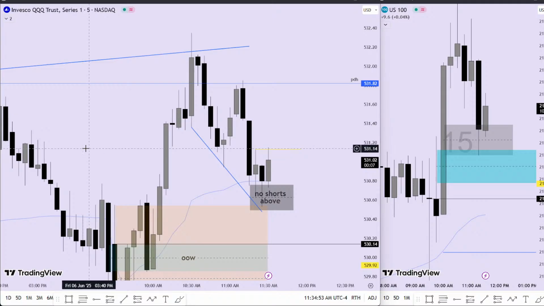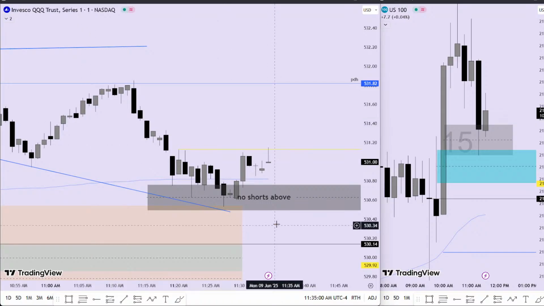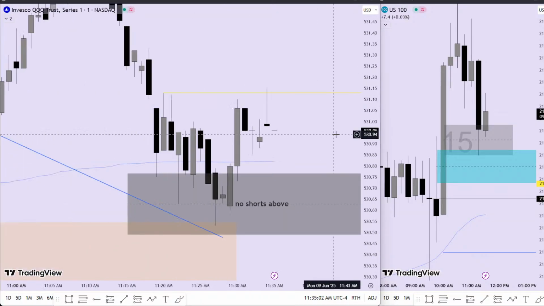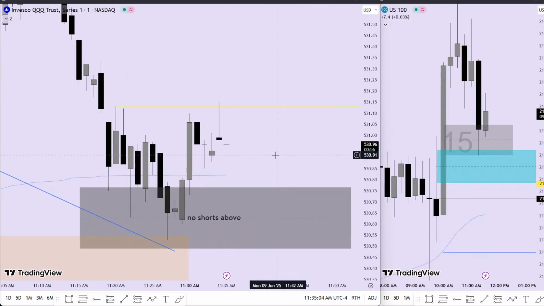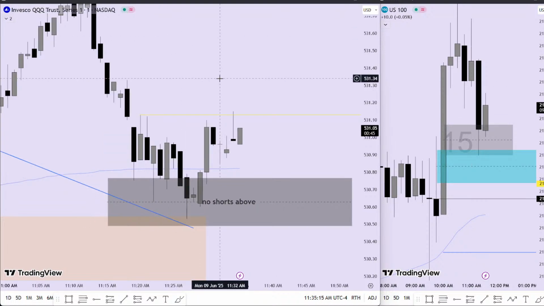We retested this high. Retest of the high of the 11:30 candle. Close this gap.